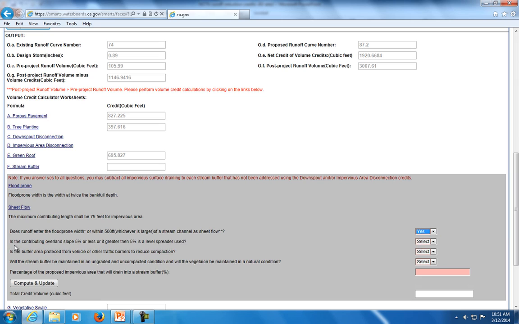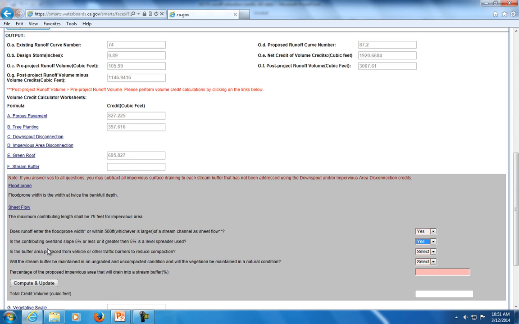Is the contributing overland slope 5% or less, or is it greater than 5%? Is a level spreader used? This is getting at some of the other things we talked about with impervious area disconnection. Is that water flowing as sheet flow? If it's concentrated, it's going to less readily infiltrate into the ground, so we'll select yes for that.